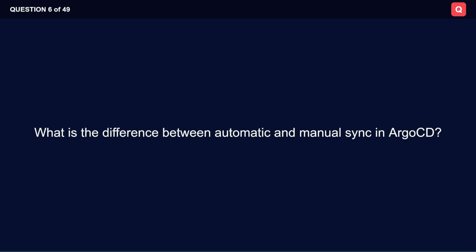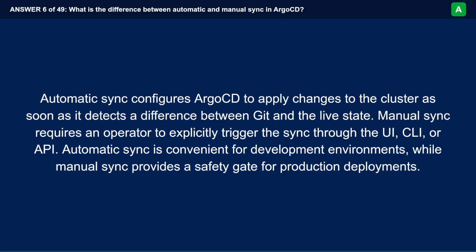What is the difference between automatic and manual sync in ArgoCD? Automatic sync configures ArgoCD to apply changes to the cluster as soon as it detects a difference between Git and the live state. Manual sync requires an operator to explicitly trigger the sync through the UI, CLI, or API. Automatic sync is convenient for development environments, while manual sync provides a safety gate for production deployments.